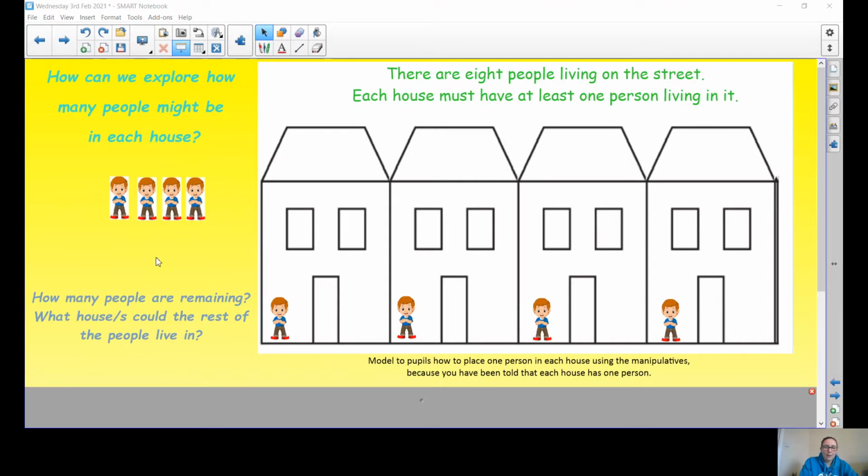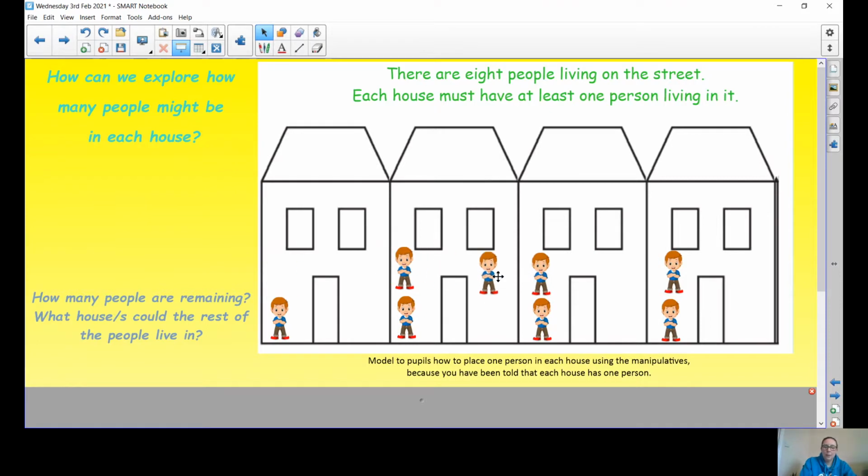There are 8 people living in this street. So how many people are there? So I could put another one in here, could share them out equally. So I've got 2 in each house. That makes it quite easy. Are there other ways that we could do it?